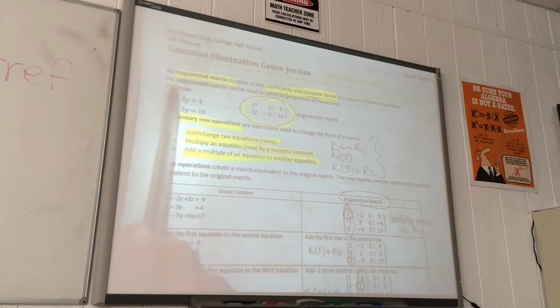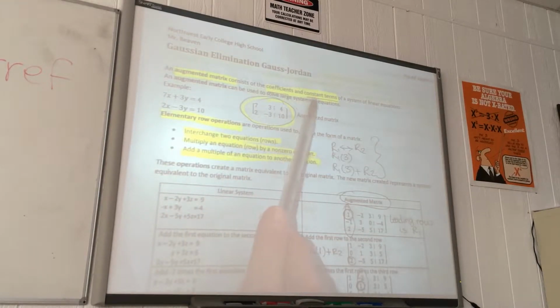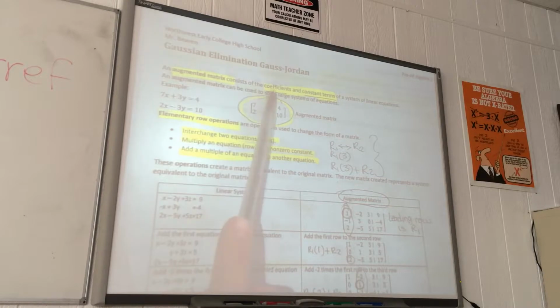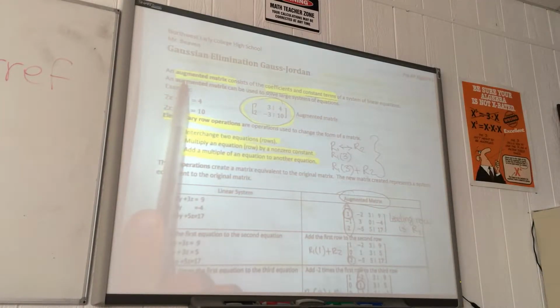Go ahead. An augmented matrix consists of coefficient consistent terms of a system of linear equations. All right. So not consistent, but constant terms. So coefficients and constant terms of a system of linear equations. Next statement, Devin.